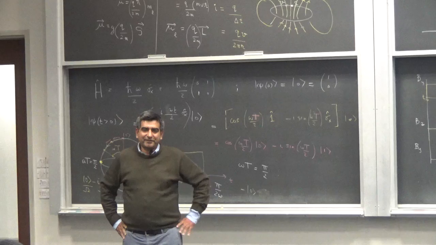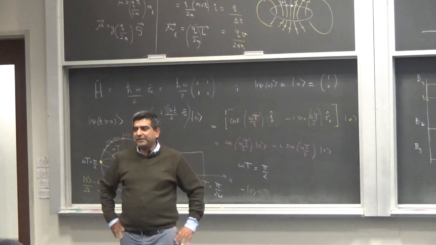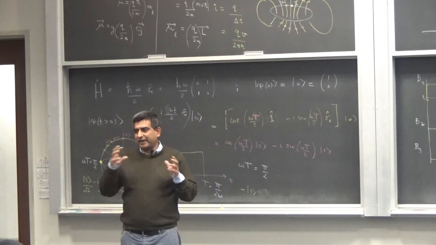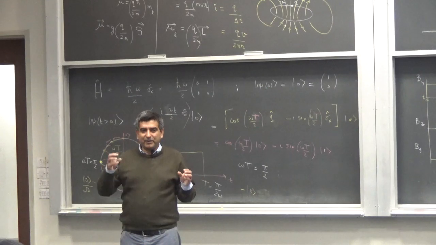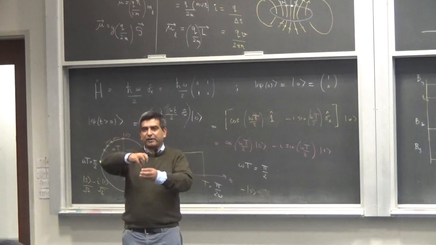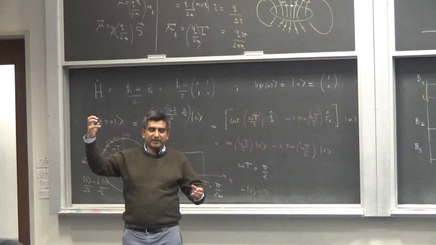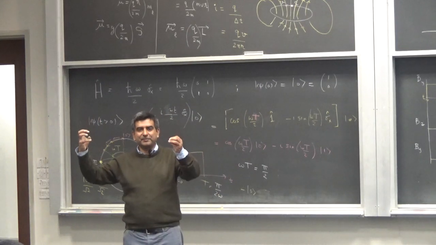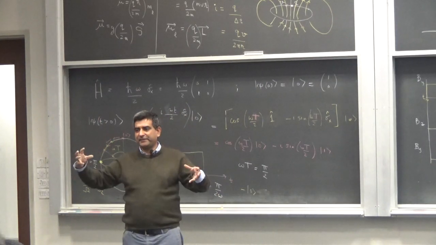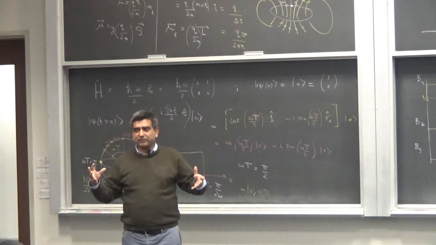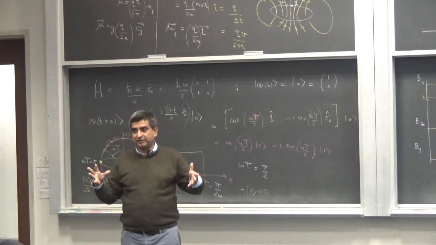An NV center, the spin of an NV center, which is a vacancy in diamond. You take a diamond structure, you take out one carbon atom, you create a vacancy, you take out a neighboring carbon atom, you put a nitrogen there, it becomes an NV center. That's a very popular platform for quantum computing these days.